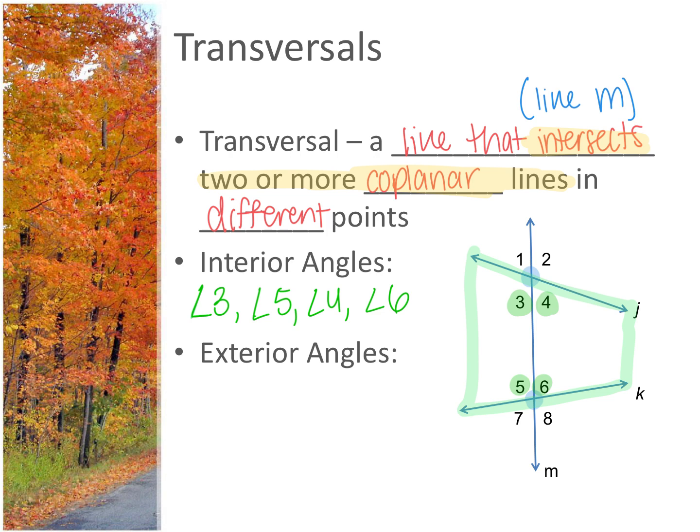All right, looking at the next one, what are my exterior angles? Who could give me one of my exterior angles? 1. Angle 1, what's another one? 2. Angle 2 and two more. 7 and 8. Good. Angle 7 and angle 8. Please make sure you're putting your angle signs because at this point it will be wrong. All right, questions on interior and exterior angles and what a transversal is?